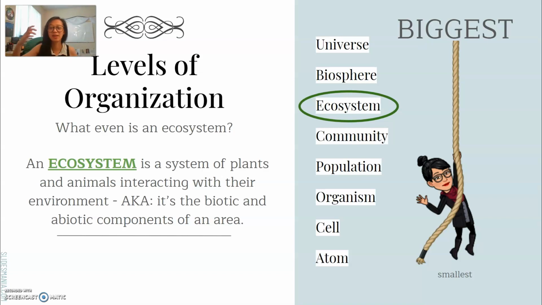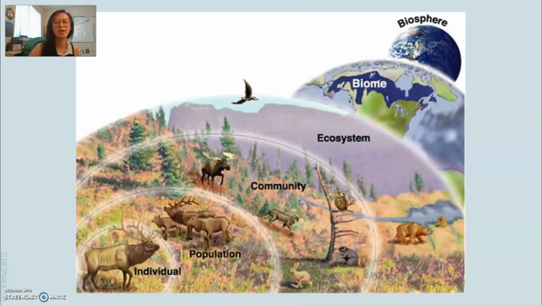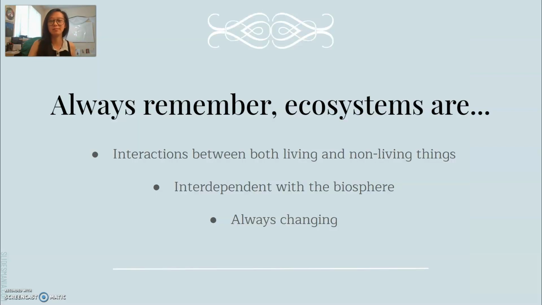Cool. Moving from there, even bigger scale, we have the biosphere. That's like the Earth, everything that's living on Earth. And then the universe, of course, is this huge macro thing, all matter in the entire area. So that's what we've got. Feel free to pause here to take a look at some of these examples from individual all the way up to biosphere. We're talking about scale here.